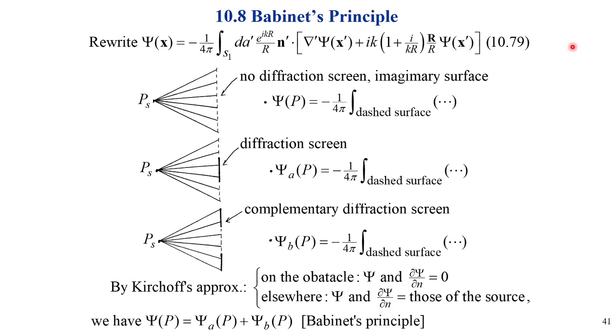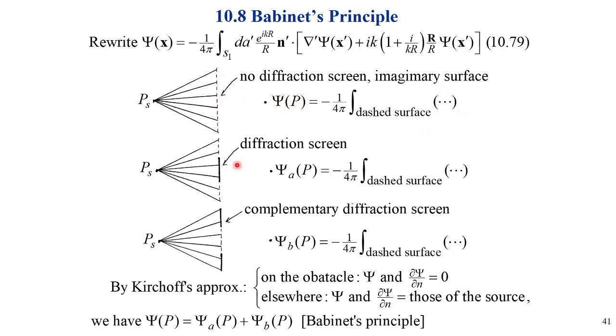Now let's move on to the last few slides of this chapter, section 10.8. We will talk about an interesting theory called Babinet's principle. Okay, equation 10.79. We use just traditional Green's functions, and we consider this term and this term. Now consider if we have a point source, and this is a screen, no diffraction screen, just an imaginary surface. We got everything: phi p on the dashed surface.